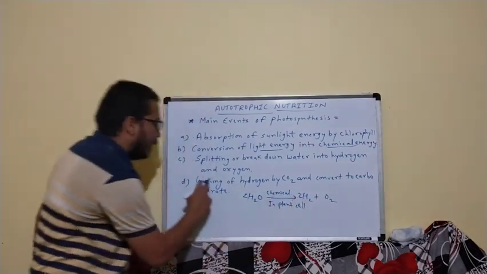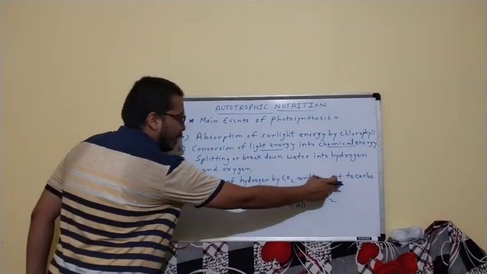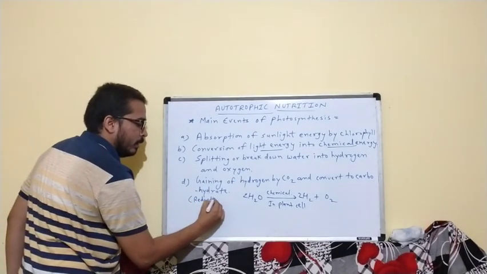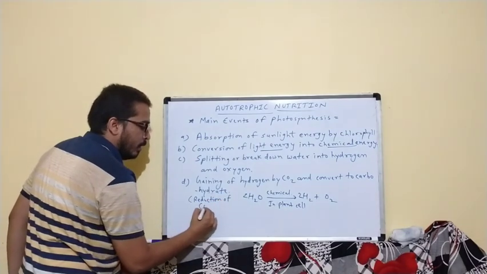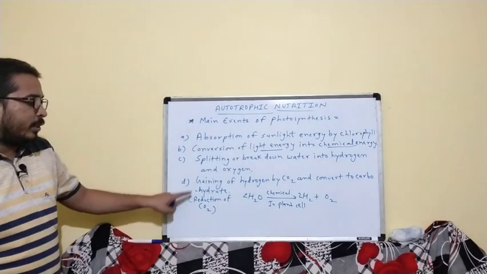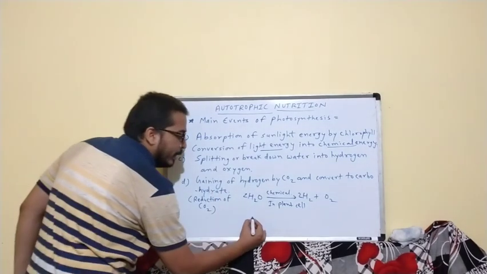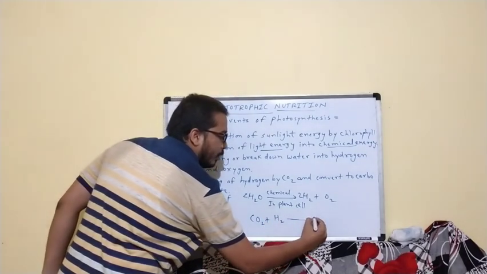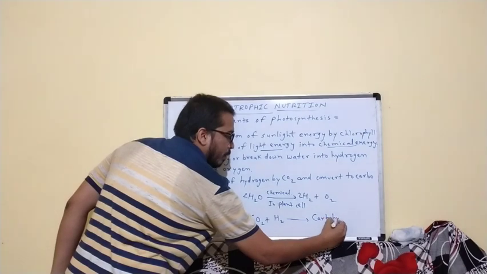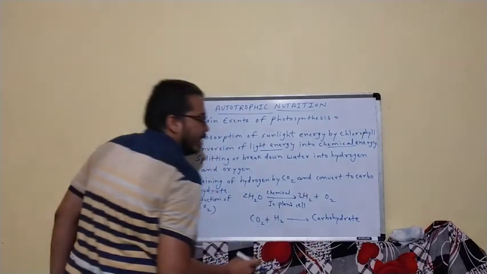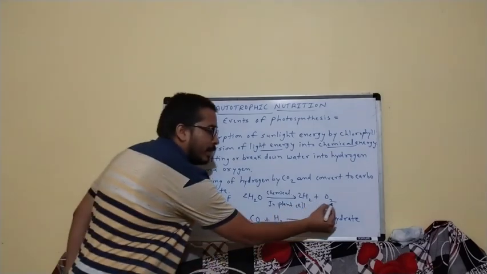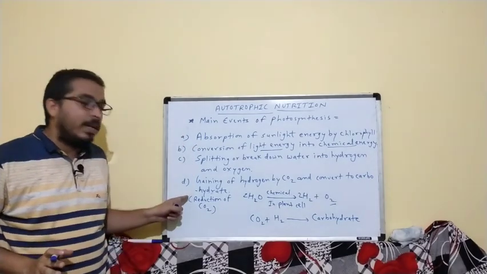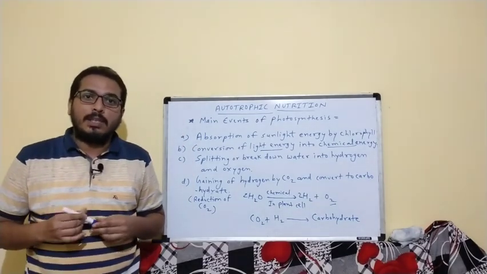And finally, gaining of hydrogen by carbon dioxide and conversion to carbohydrate. This process is also called what? Reduction of CO2. So we can say that CO2 will gain this hydrogen and convert into carbohydrate. Is it clear? Now what is remaining? Only oxygen is remaining. Then this oxygen will be released. So these events occur when the photosynthesis reaction takes place in the plant cell.